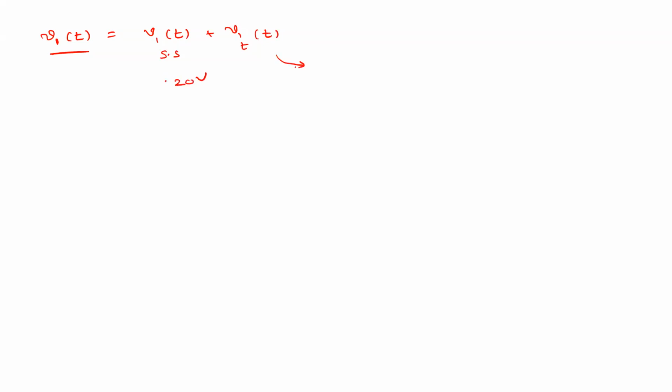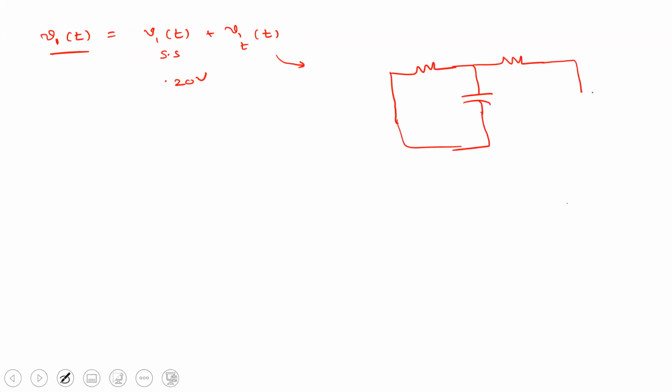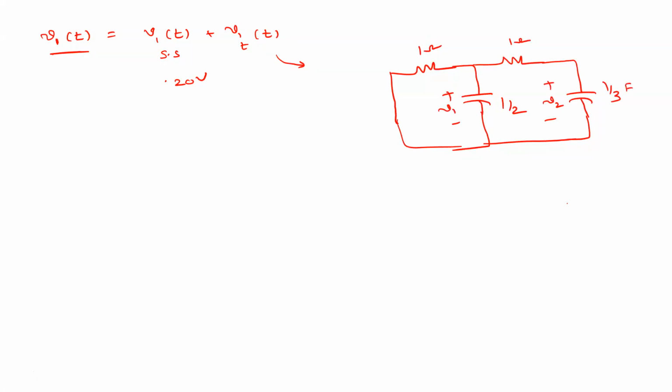So for v1 transient of t, we need to develop the equivalent circuit by removing all the sources. So this is 1 by 3 here, 1 by 2 here. This is 1 ohm and this is 1 ohm. This is V1. So we have the well-known equation: dv1 by dt is equal to I1 minus I2, if you assume this current is I1 and this current is I2.